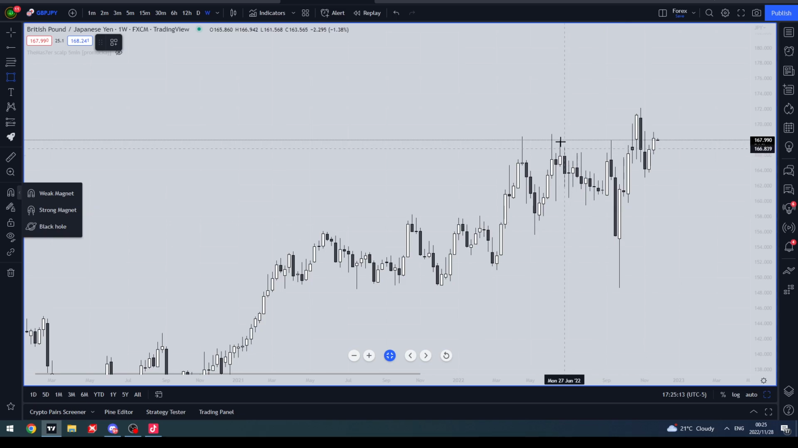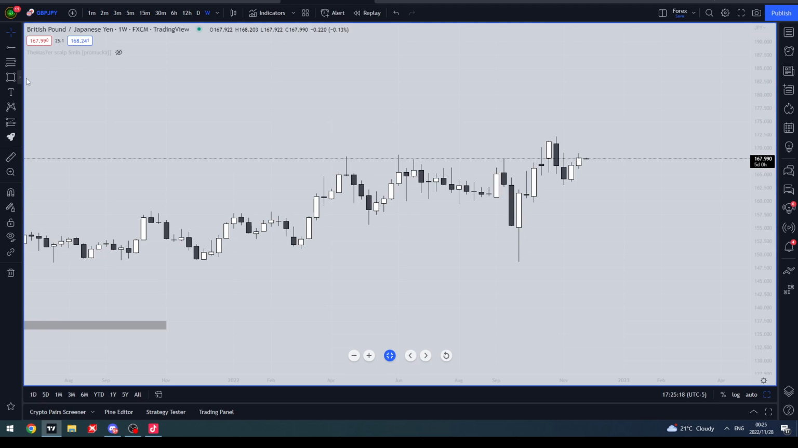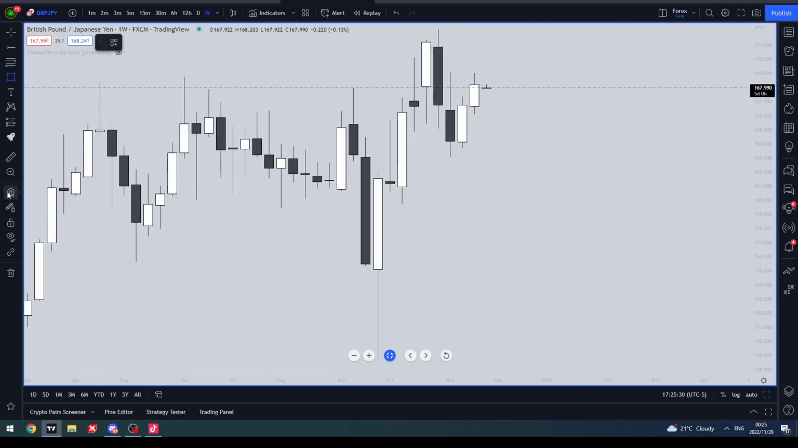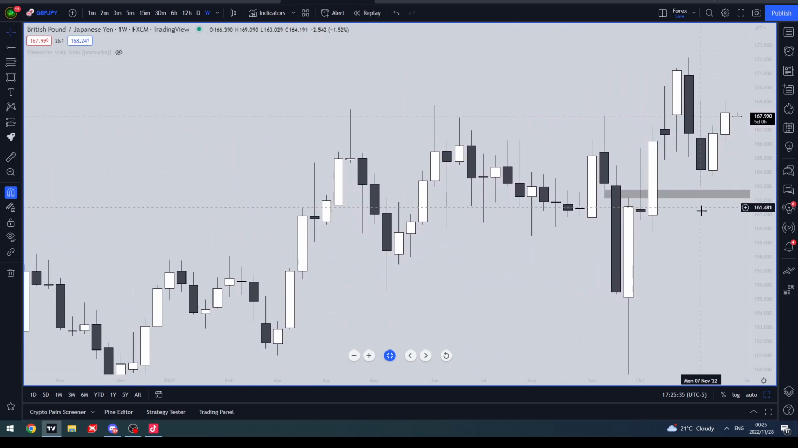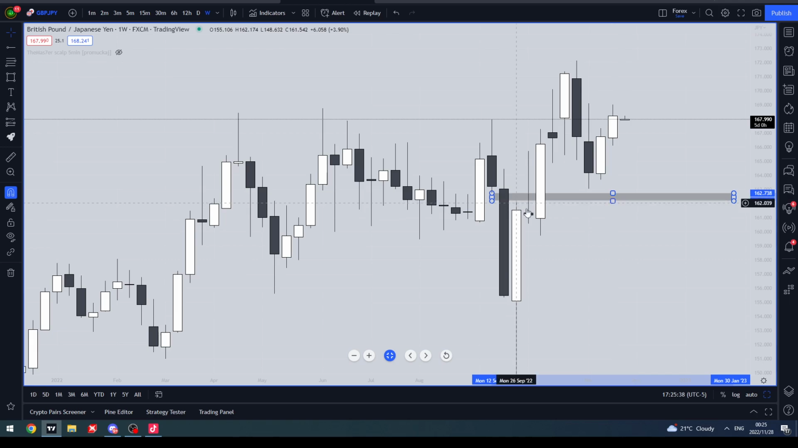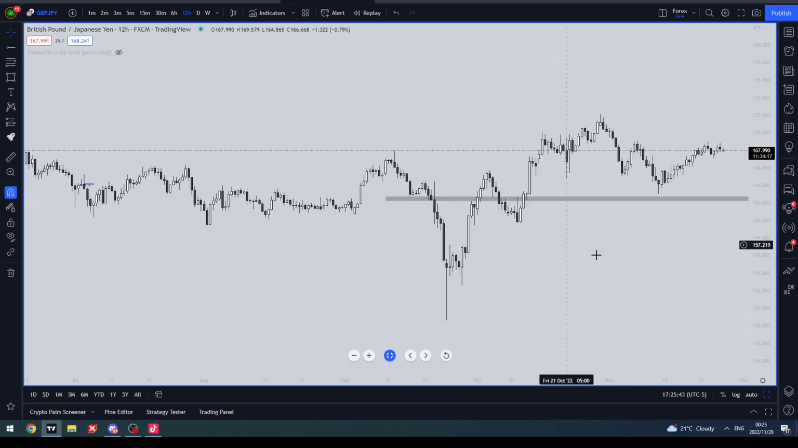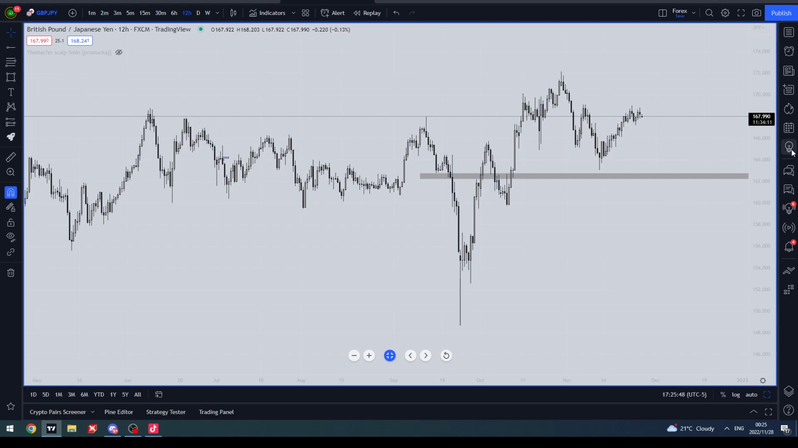You had fair value gaps or bullish order blocks formed. There's your bullish order blocks, series of down candles. You had a wick, violent reversal. Let's look at here. You have a fair value gap. Fair value gap in here. Right, this is on a weekly. Let's go down to a daily.